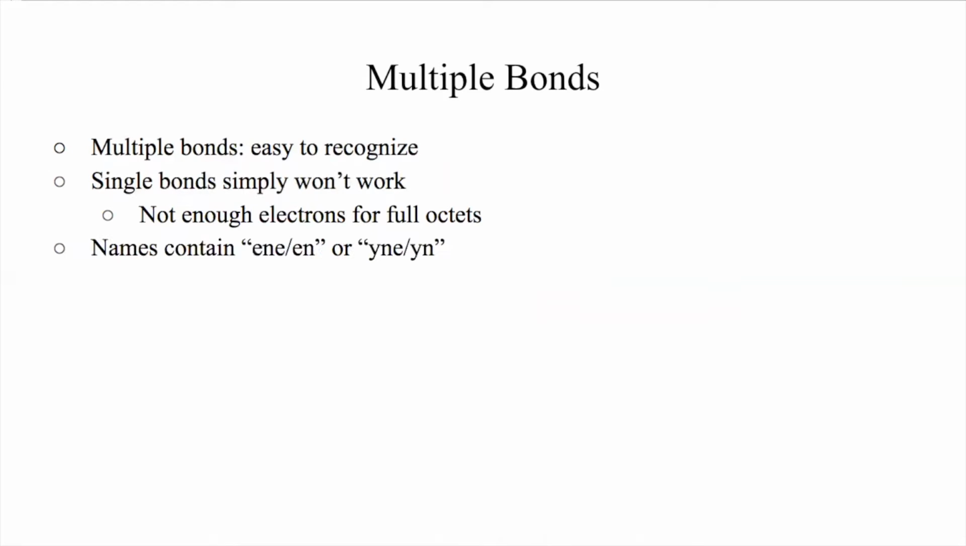Second of all, the names of these molecules will often contain -ene for double bonds, and -yne for triple bonds. This will be further discussed in the nomenclature videos. Let's do a few examples with multiple bonds.